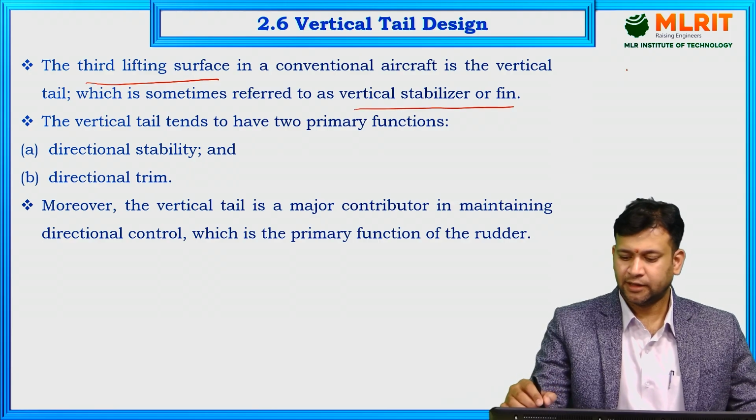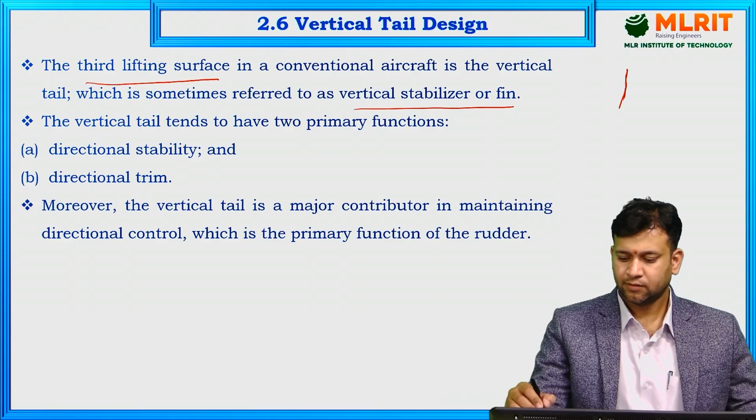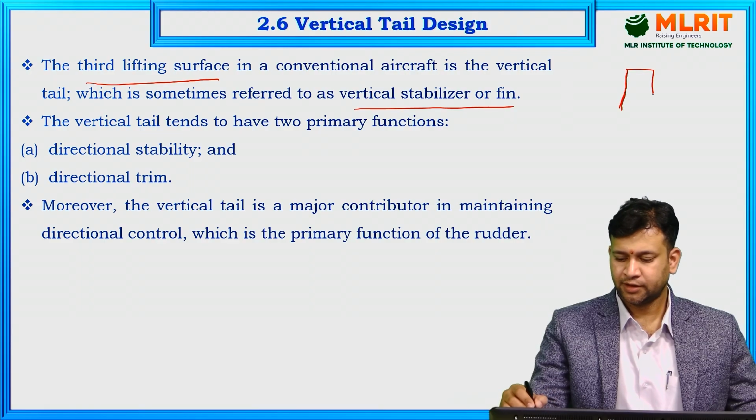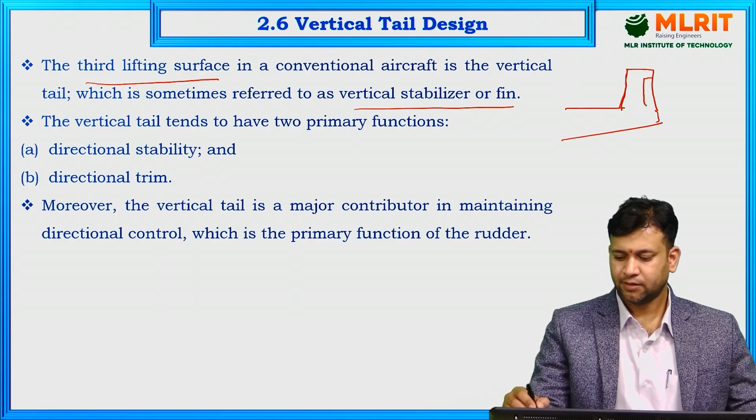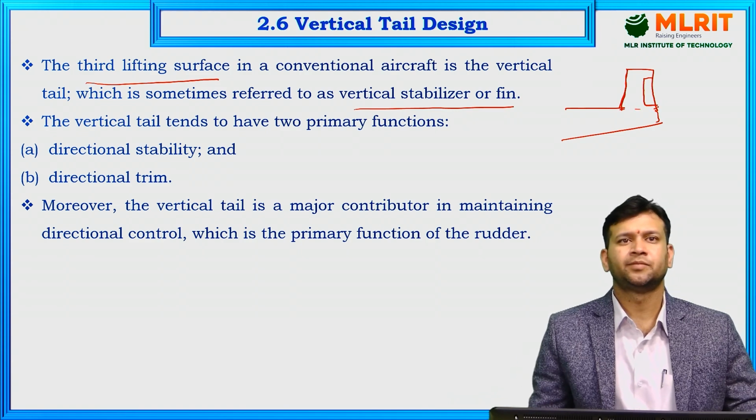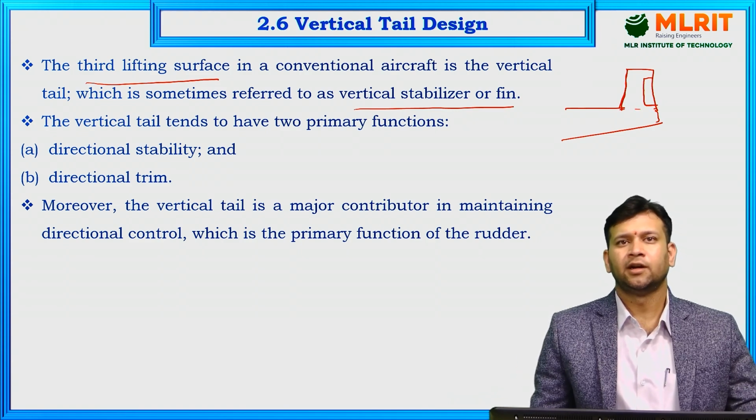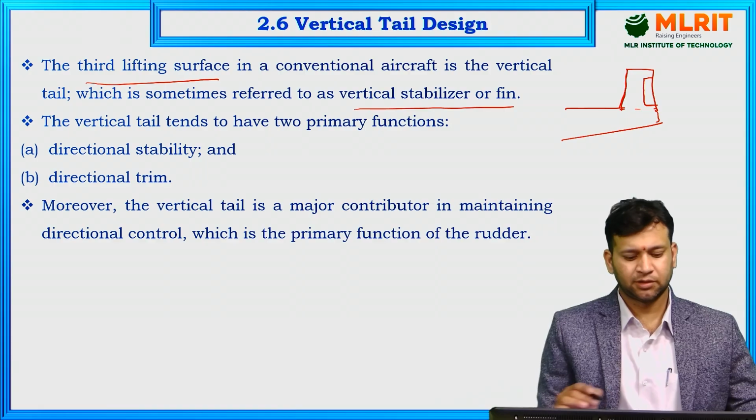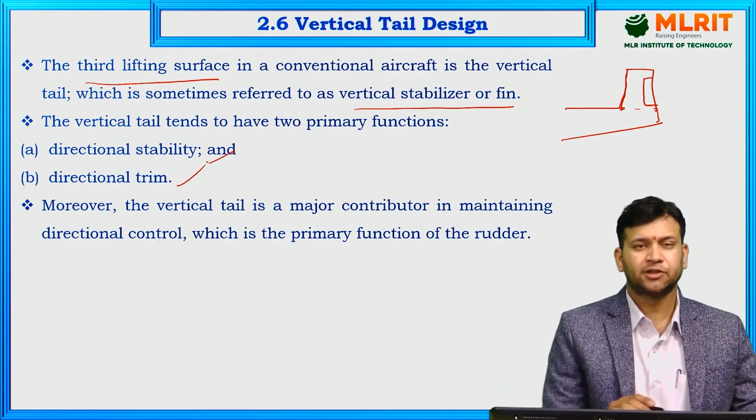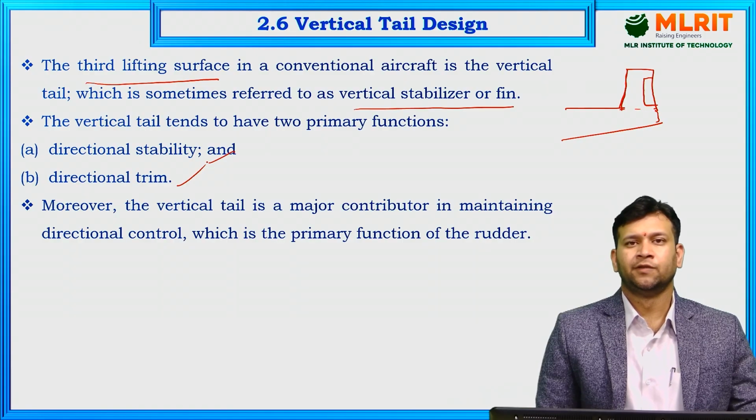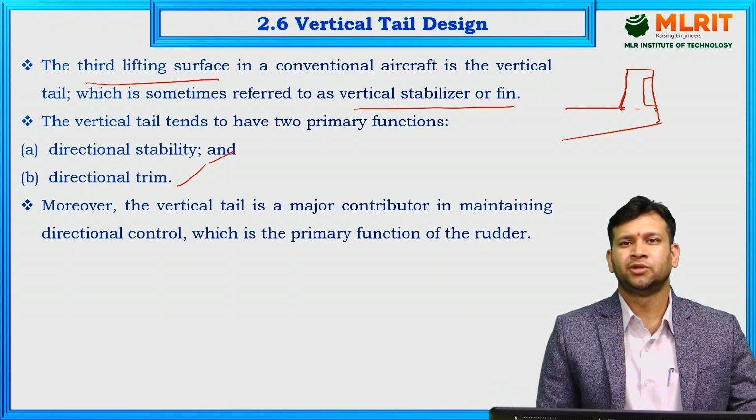From side angle, this vertical tail looks like this, which is having a rudder. The vertical tail tends to have two primary functions. First one, directional stability, and second one, directional trim. The vertical tail is a major contributor in maintaining directional control, which is the primary function of the rudder.